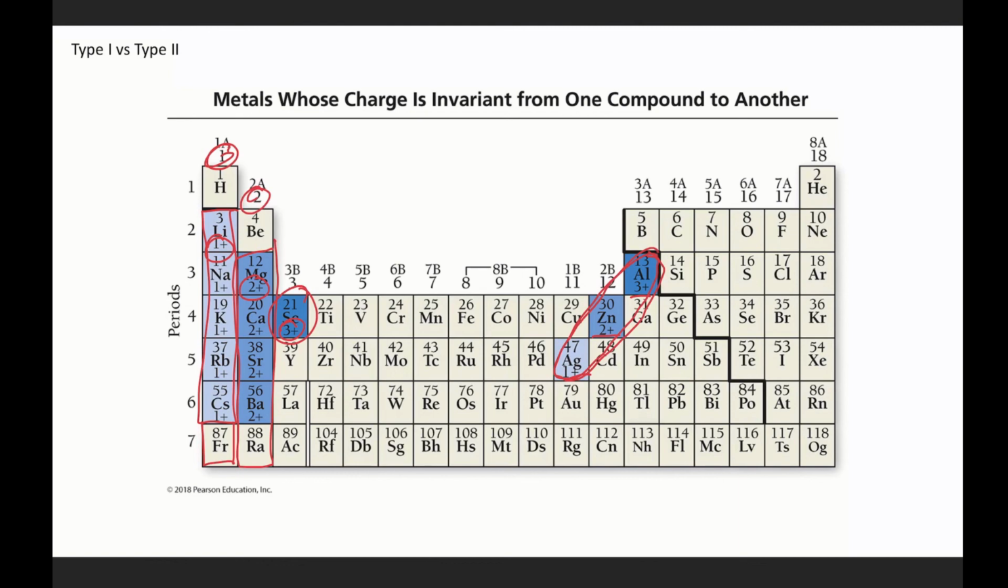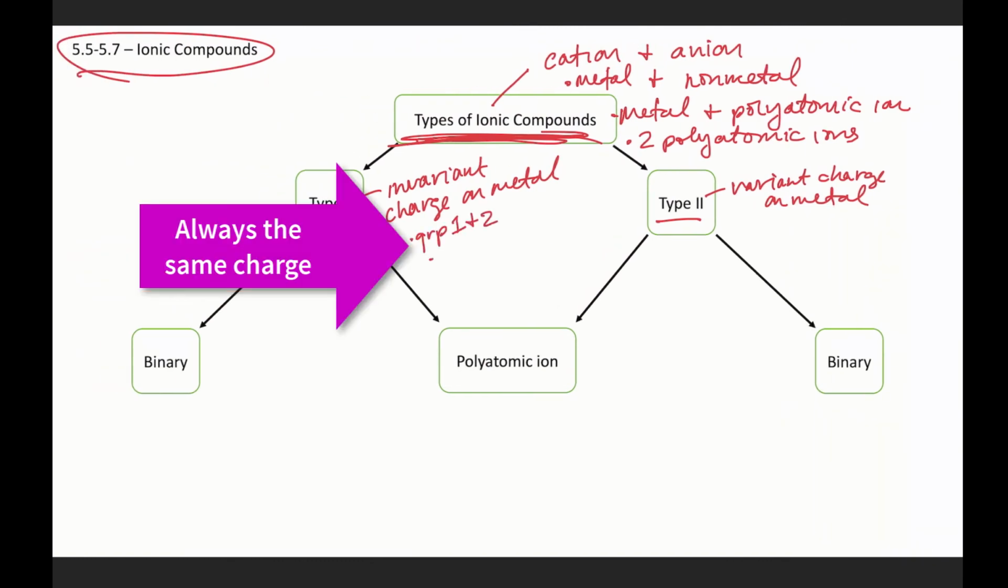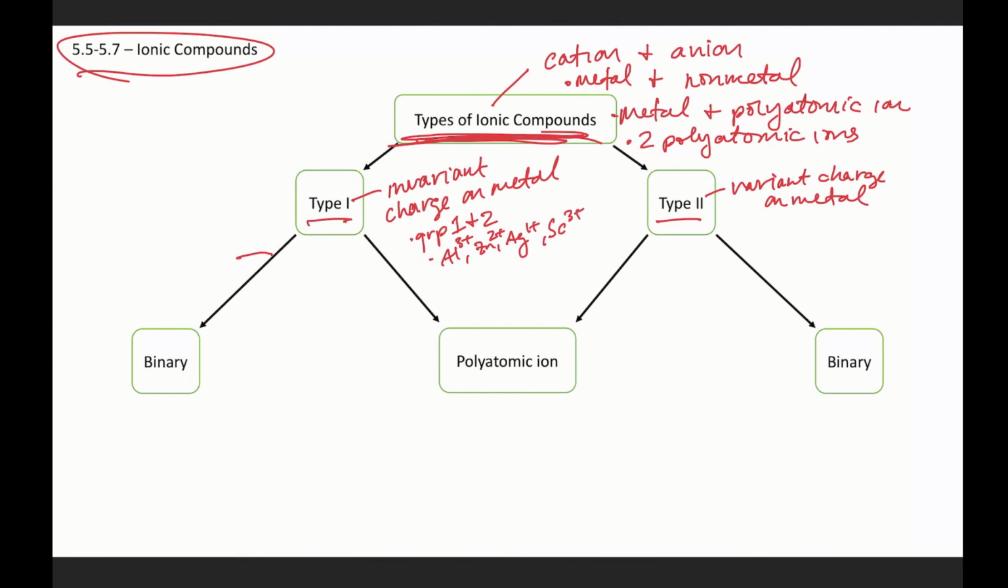What that means is that everything else is a type 2. So these are going to be your group 1 and 2, and aluminum and zinc and silver, and that's it. Oh, and scandium. And that's your list of type 1 metals. So if it's not one of those, it's type 2. Yes? All the others.